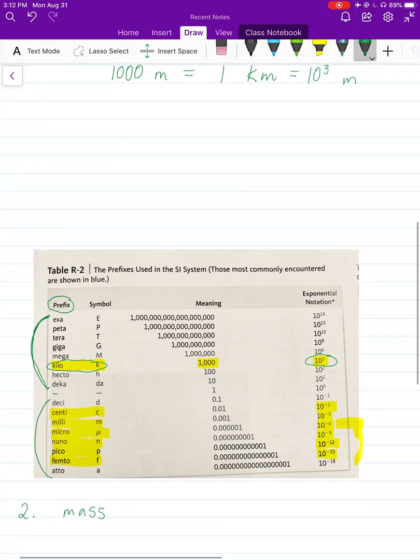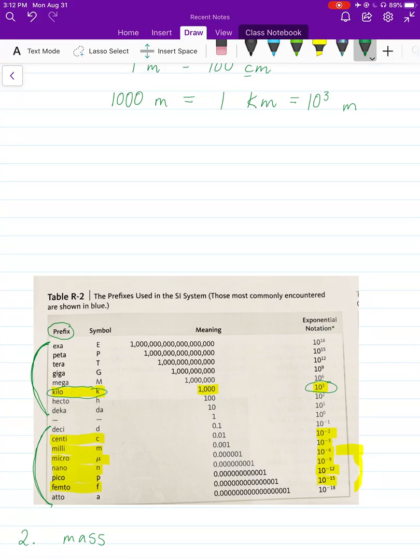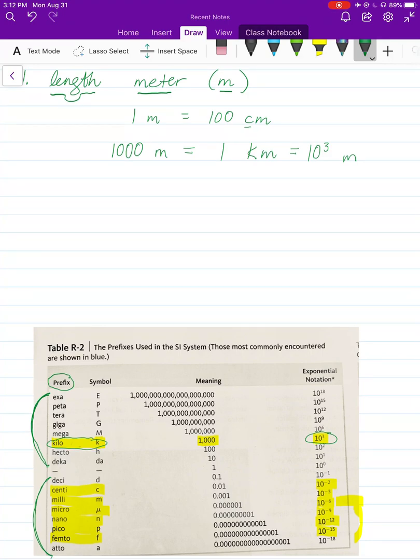You also have quite a few prefixes that scale units down. And in chemistry, we use these prefixes quite a bit because we're generally talking about atoms and molecules, which are very small scale. So particularly when we're talking about length, we're using things like picometer or nanometer. So just going through some of these, centi literally means 10 to the minus 2.